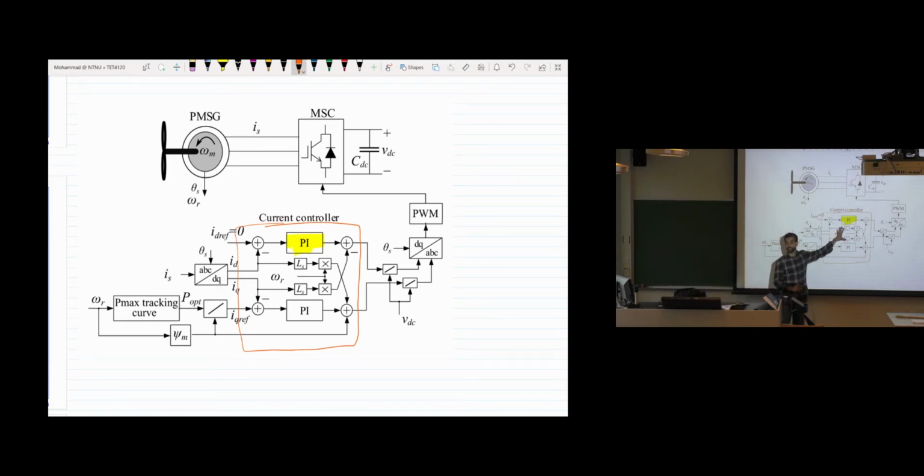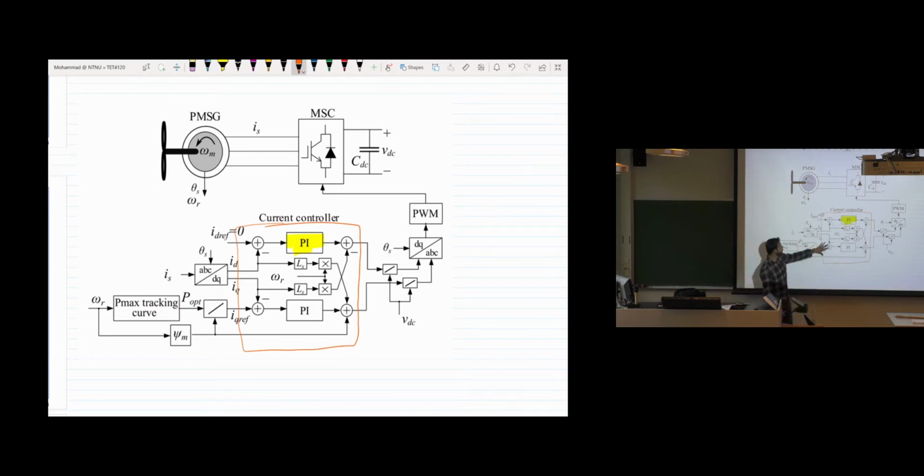So we have the inner loop controller. This is the current controller. And if you remember, in the DC machine, we have the armature current control and the field current control. Since it's a DC machine, we only have one control loop for the armature current and one control loop for the field current. But it's a three-phase system here, and there's a way to transform this three-phase system into a two-phase system. And then there's some decoupling term, cross-coupling term, some feed-forward term, and all this, we have the inner loop controller.